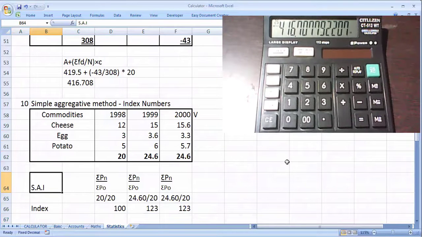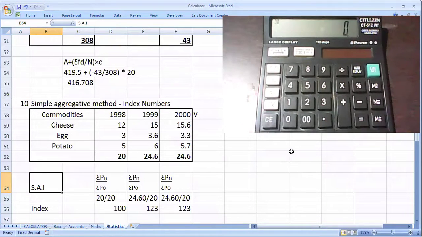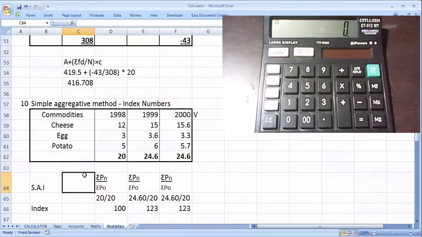Actually, this is the meaning of statistics, right? Anyway. So coming to this, Nana, the simple aggregative index method and all those things. Let it be like P0 for the base year and P1 for the current year. So the base year is 1998. Base year total is 20. Current year 24.6 for 99, 2000 also 24.6.